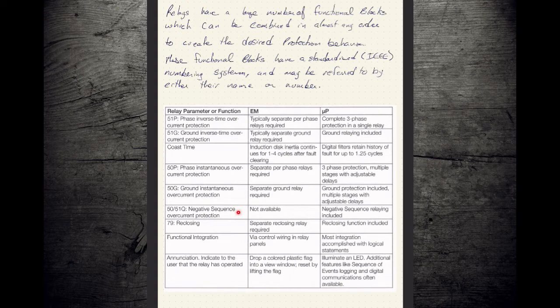Modern relaying can do negative sequence where you do a lot of fancy math and you're able to determine if you've got a high impedance fault somewhere way down line. And the other important one to us today is our 79 element, which is a reclosing function. And what this would do is this would allow the breaker to trip, delay, and then try again.